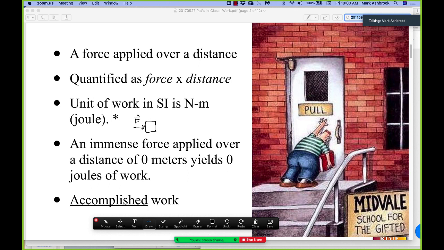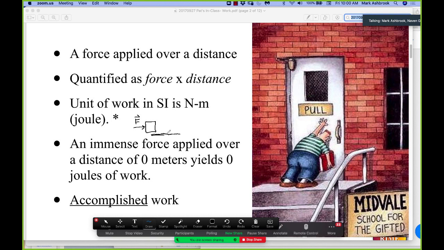The moment you start pushing, how much work has been accomplished? None, if there's no displacement. Right, it's right at the beginning, there's no work yet. So what happens? Now, let's say we're pushing a box. Now the box starts to move. What happens to the displacement as you do that?